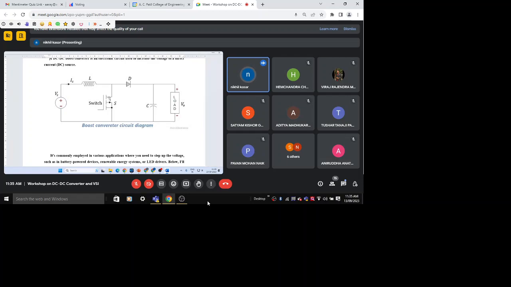However much you know about how this circuit works, you can tell either in Hindi, Marathi, or English, any language that you are comfortable. But please respond for any live question. How does the boost converter work?